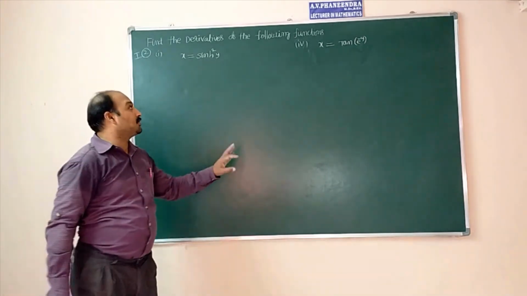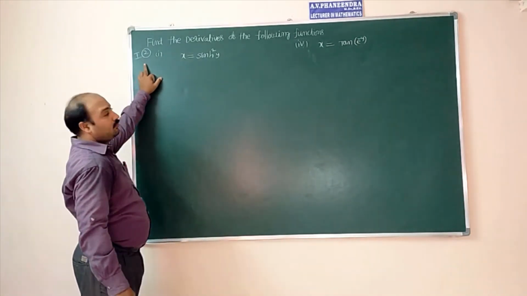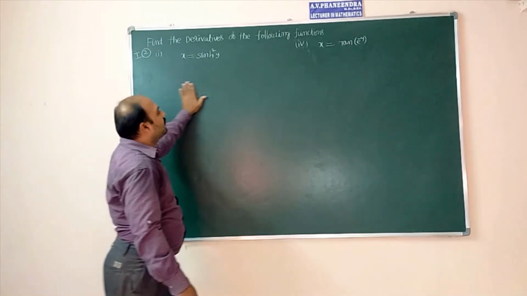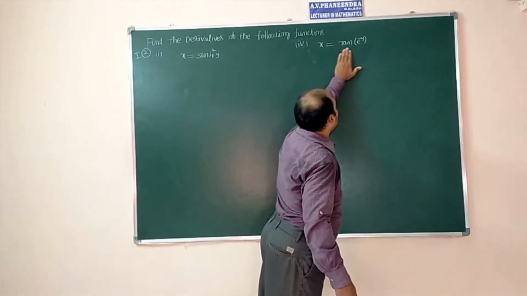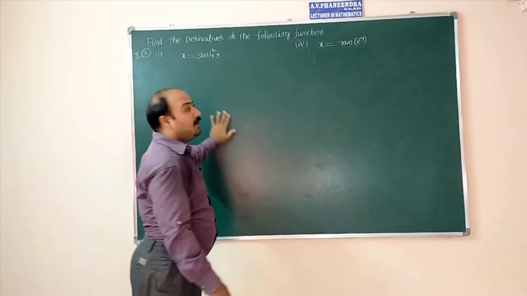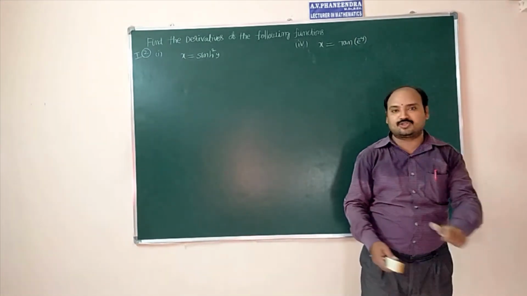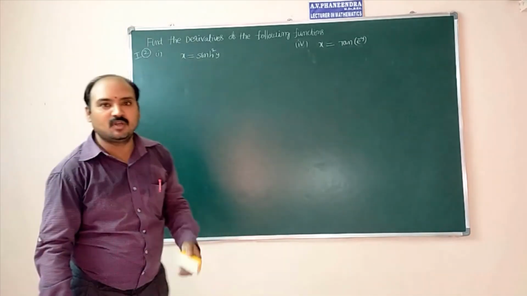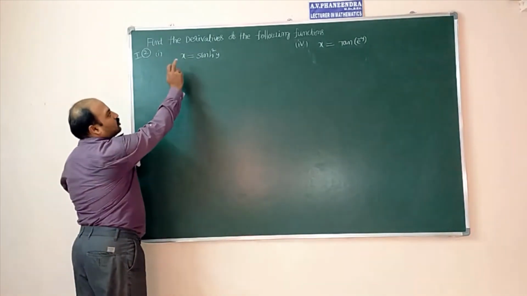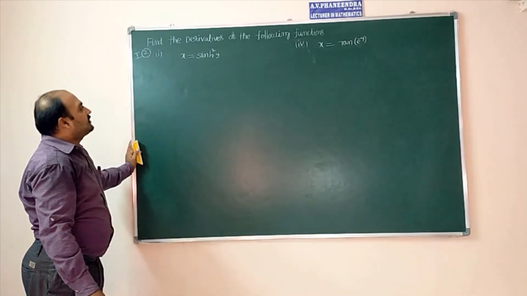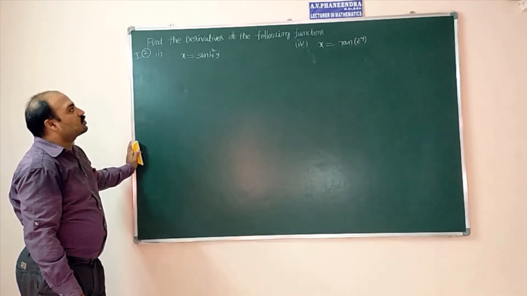Next section of questions. We are in the second question now. Find the derivatives of the following functions. These types of questions are somewhat different, and they are asked regularly in intermediate as 2 marks questions, that is, very short answer type questions. Let us see the first question: x equal to sinh square y.